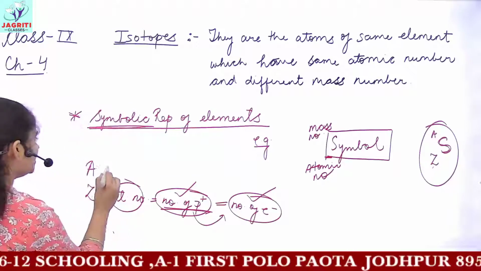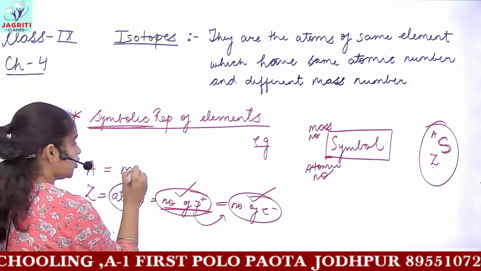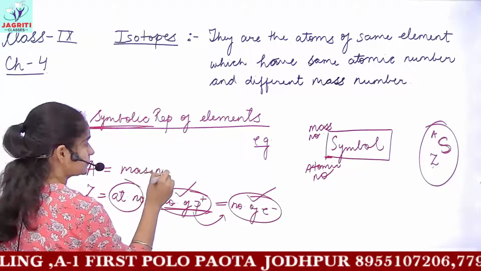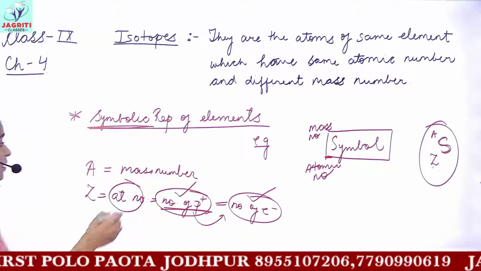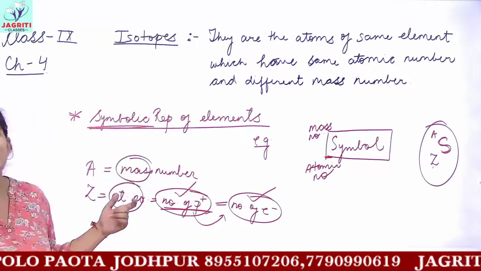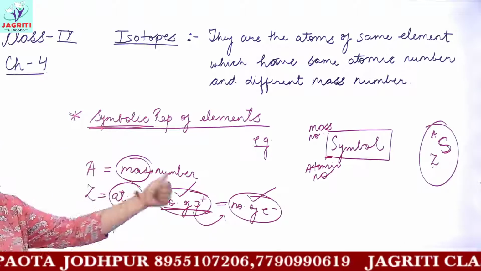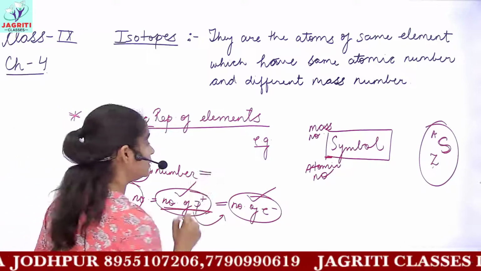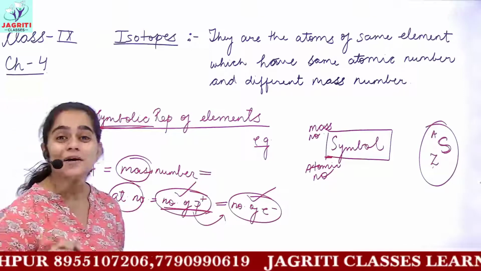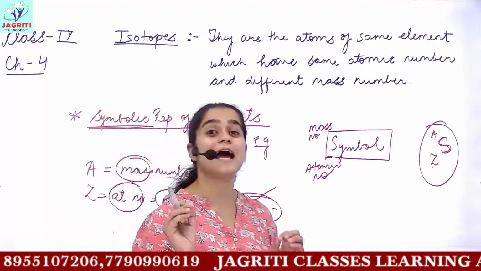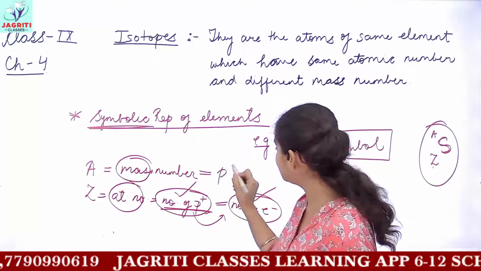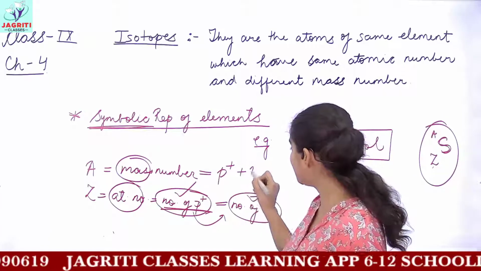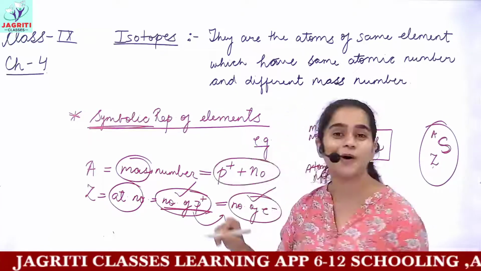And what do you mean by A? A stands for mass number. The number which represents the mass of any atom or element is called mass number. And what is this mass number? This is equal to the sum of the number of protons and neutrons you have in your atom. So mass number is equal to the sum of the number of protons and neutrons present in your atom.